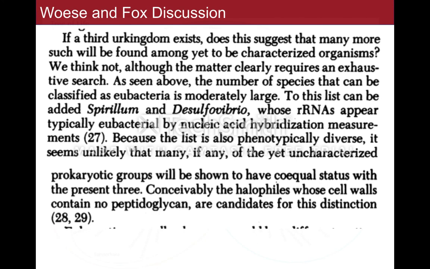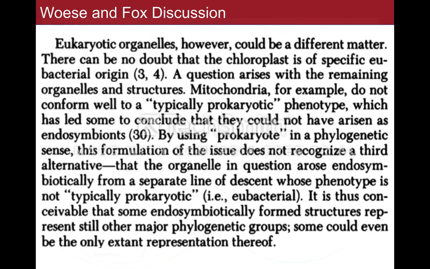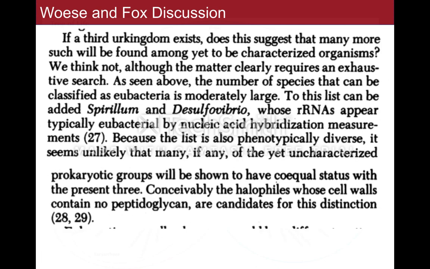Okay, so then they talk about one other thing, or a couple of other things in the paper. They say, okay, so now we ground up a bunch of cells, tissue samples, we did this oligonucleotide catalog, we built a table but not a tree, and we found three groupings. Is there a fourth? I mean, why should there be only three? That just seems silly. And they argue against it.